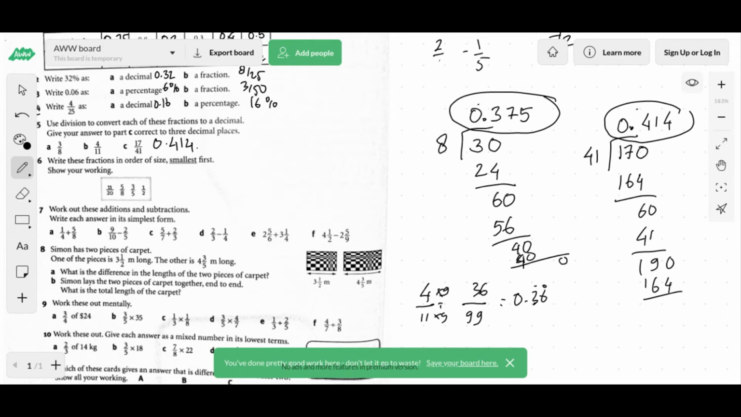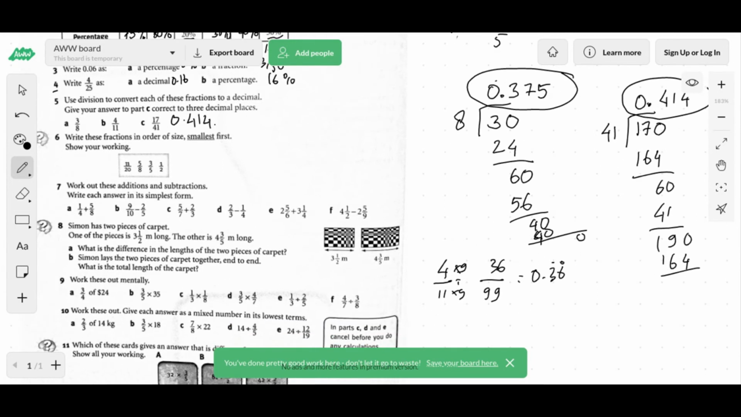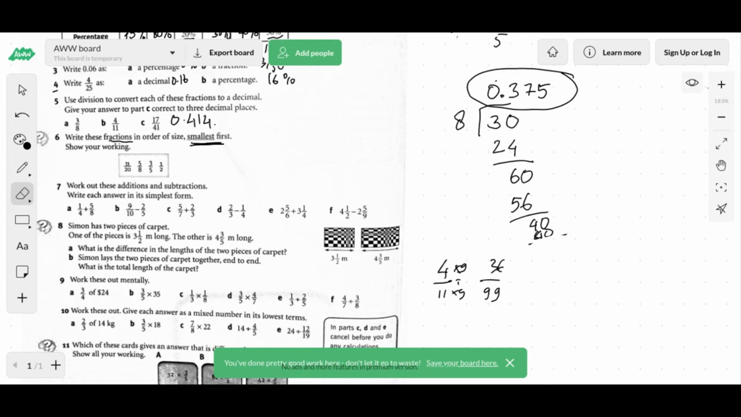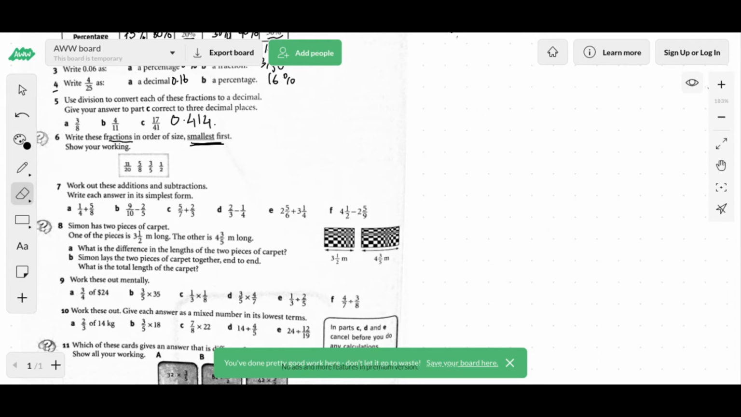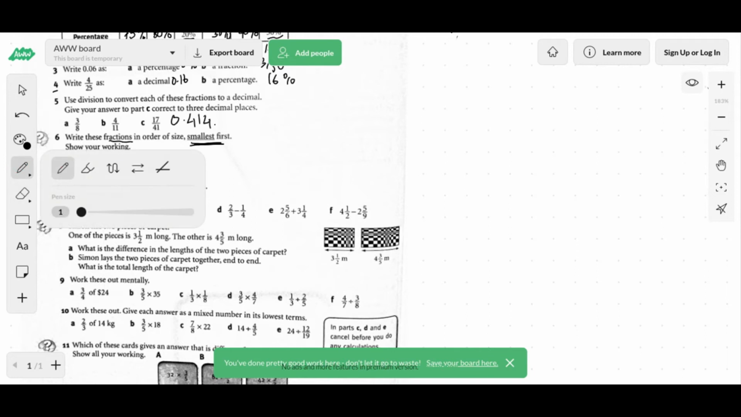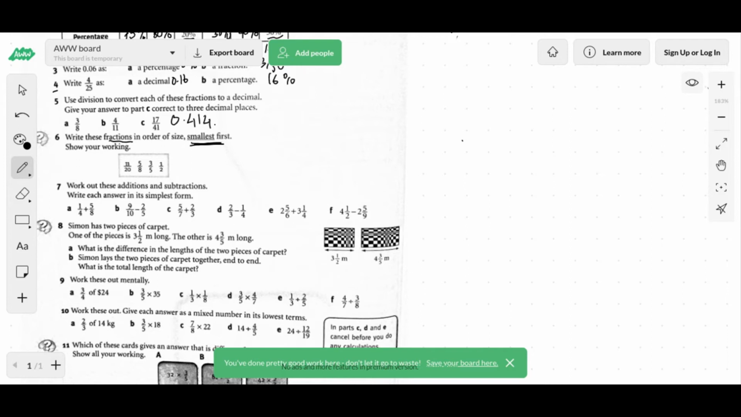Okay, now the next question. Write these fractions in order of smallest first. So you have to equalize their denominators, or you can make them into decimals. It's up to you. Which one do you want to do? Change them into decimals or equalize their denominators? Anything is okay. Yeah, it's 100, right?